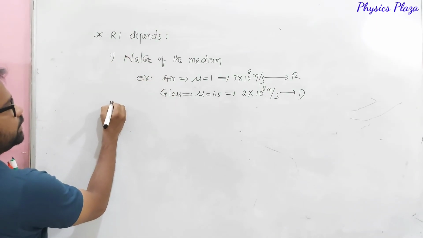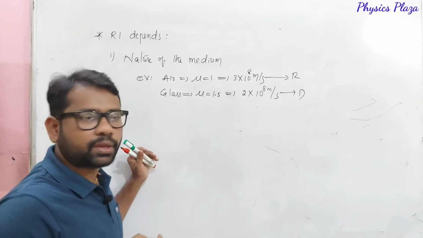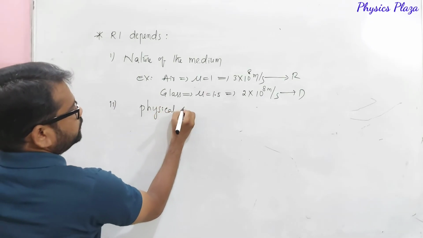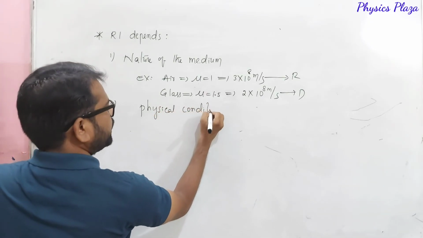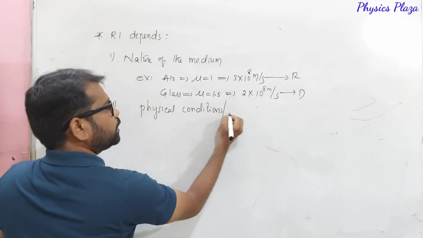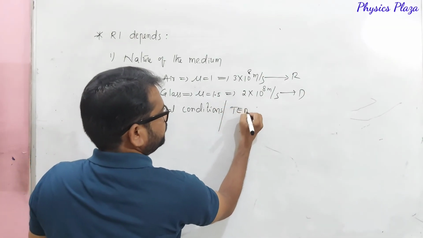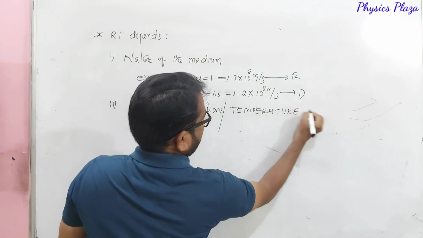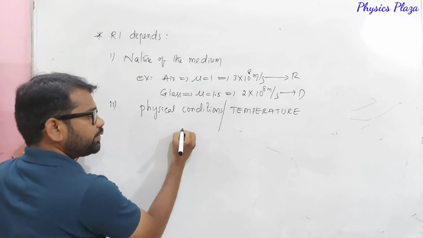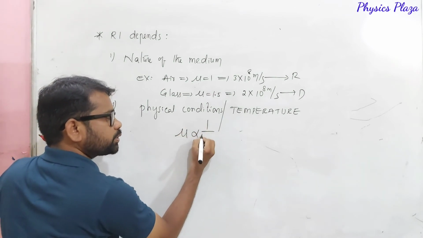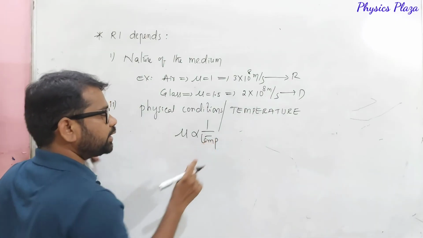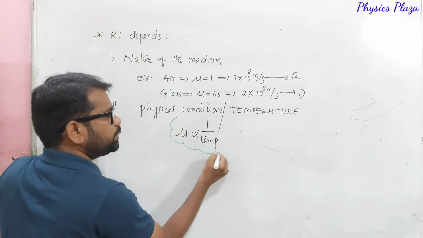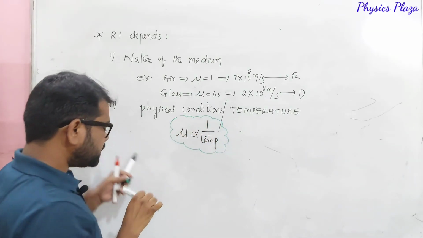Now come to the second factor, that is the physical conditions. Here mainly we'll discuss temperature. Even in the exam you can write physical conditions, or you can write temperature, very important. So dear children, refractive index is inversely proportional to the temperature. That is, if the temperature of the medium increases, then the refractive index decreases.